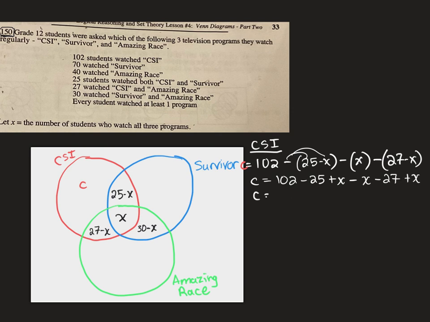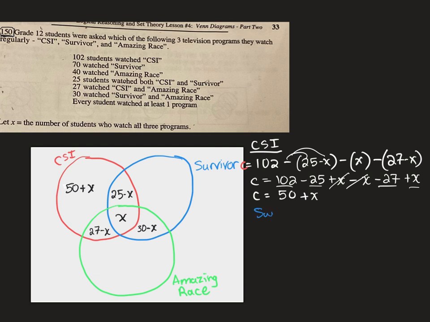All right, let's collect like terms. So 102 minus 25. Actually, I'm going to minus 27 first because it's easier for me to do in my head. We would have 75, and then subtract another 25 is going to be 50 if you add all those numbers together. Okay, and then we have plus X minus X. That'll be gone, and then just a plus X. So that means this C that I wrote here is actually going to be 50 plus X. All right, okay, that was that one.